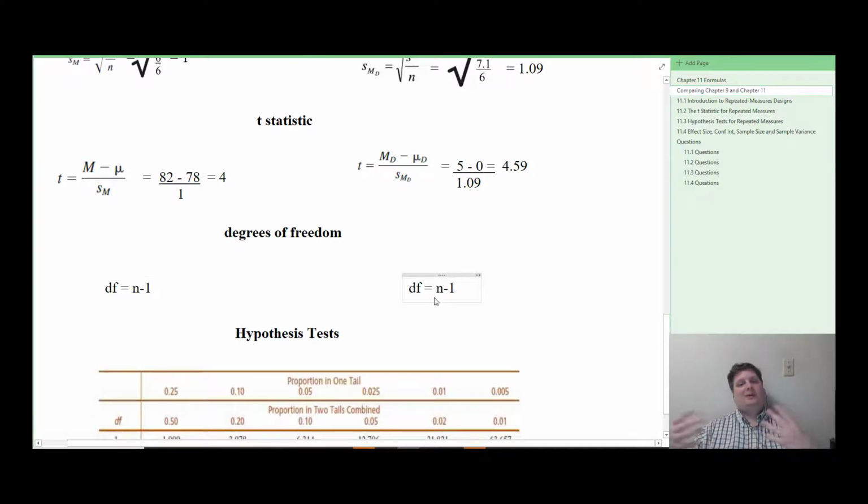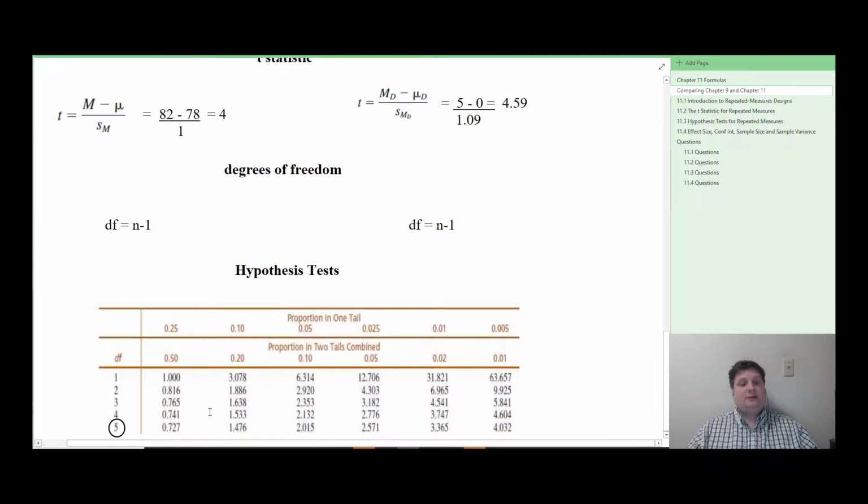Why isn't it, since we have 2 sets of scores, 2n minus 2? Because we still have only one list of participants, and that's what degrees of freedom is referring to. We don't count the number of scores for each participant, we just have one set, one sample of participants, so it's n minus 1.